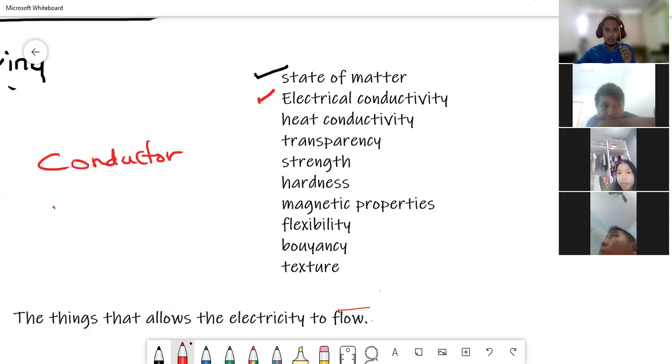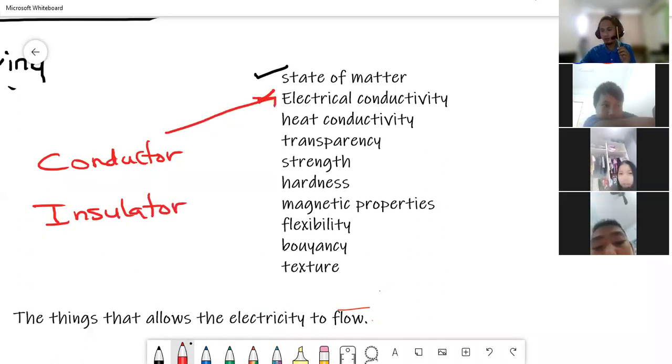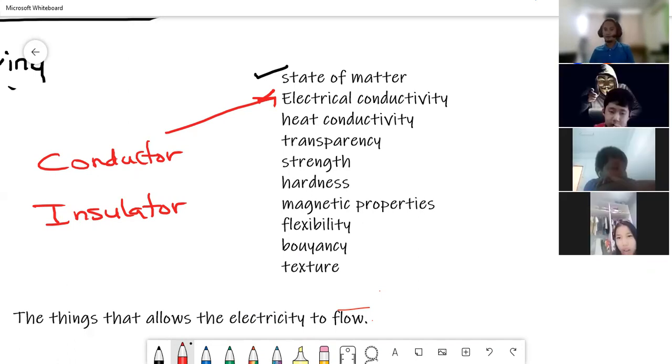Conductor or insulator? Tell me if that is conductor or insulator. Pencil. Insulator. Insulator, very good. The electricity cannot flow. Ruler. Conductor. Phone. Conductor. Really? Yes. I have electricity. How about the casing? Insulator. The electricity cannot flow.